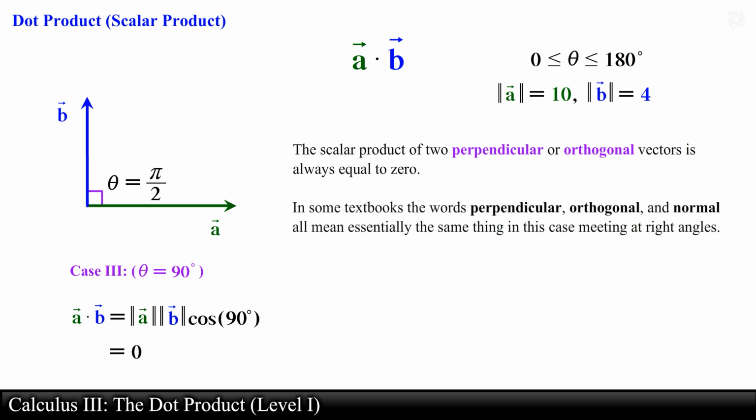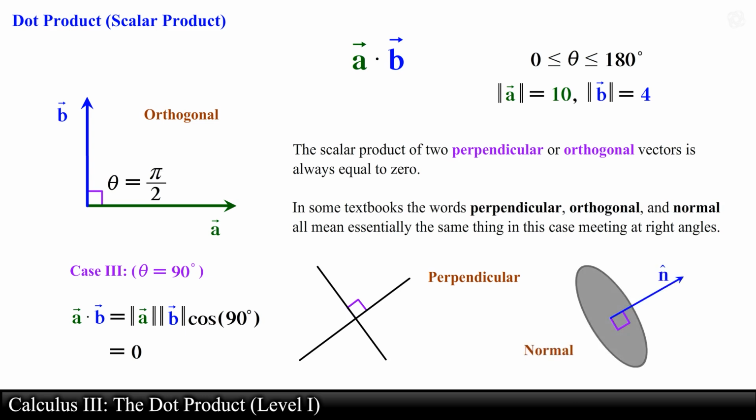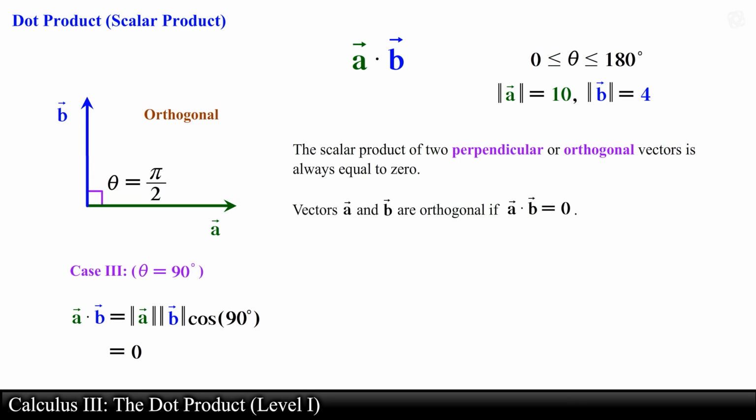In some textbooks, the words perpendicular, orthogonal, and normal all mean essentially the same thing, in this case, meeting at right angles. However, it is common to say that two vectors are orthogonal. Two lines or planes are perpendicular, and a vector is said to be normal to a given line or plane. So two vectors, A and B, are orthogonal if the dot product is equal to 0. From this definition, it follows that the 0 vector is orthogonal to every vector v, because 0 dot v equals 0.